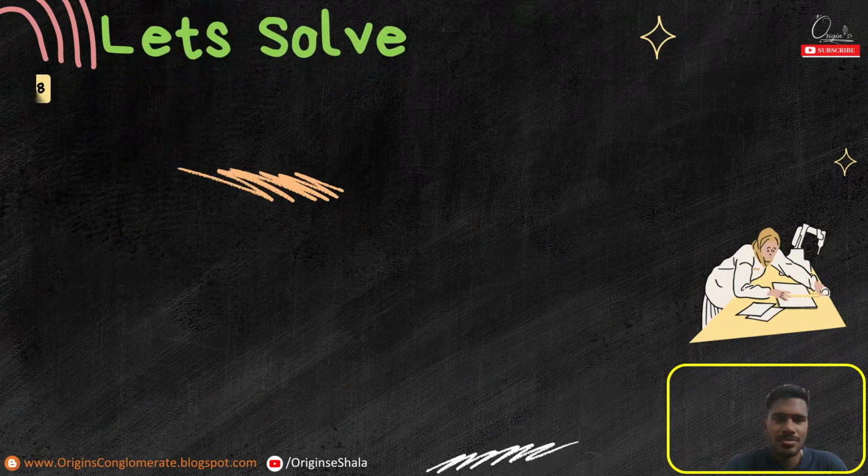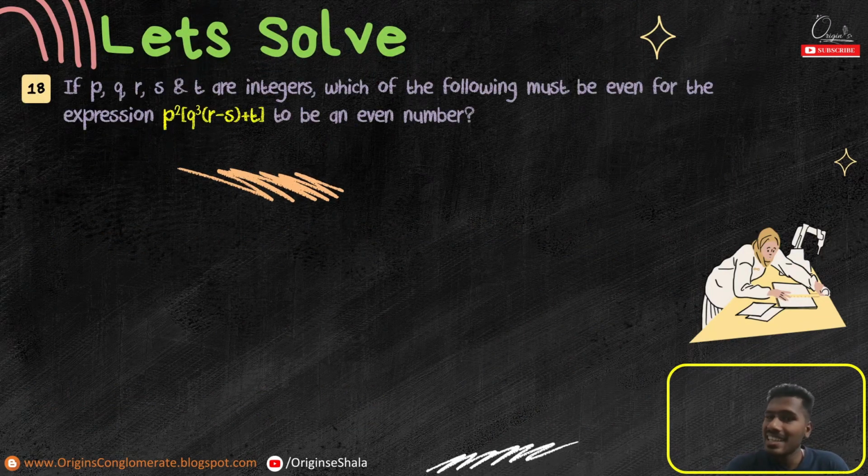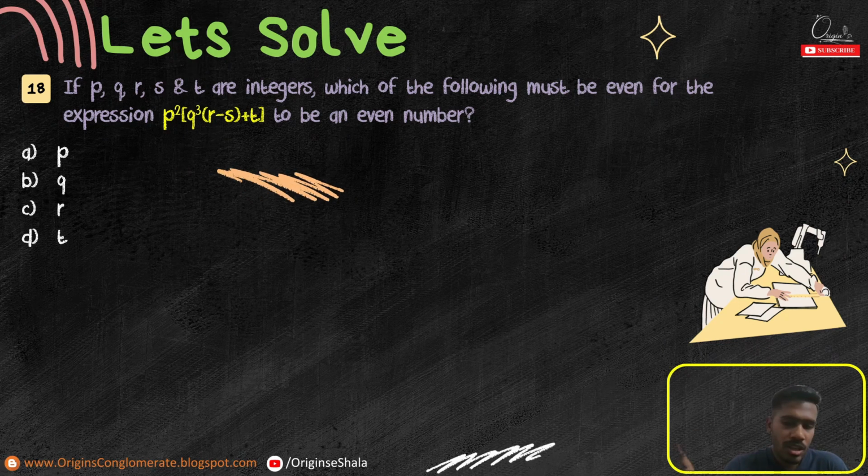So here's the last question. This time around we have 5 integers, and I am asked about these, and even though there are 5, I have to check for 4. So no need to waste time on s, which has to be compulsorily even, so that this whole operation of p square into q cube minus r minus s plus t becomes even.